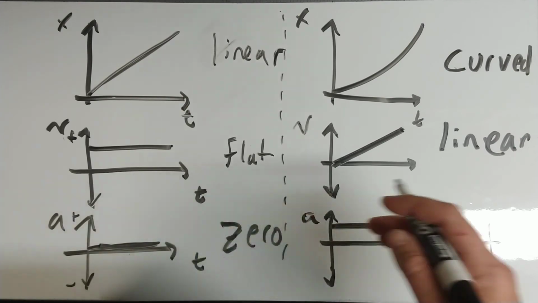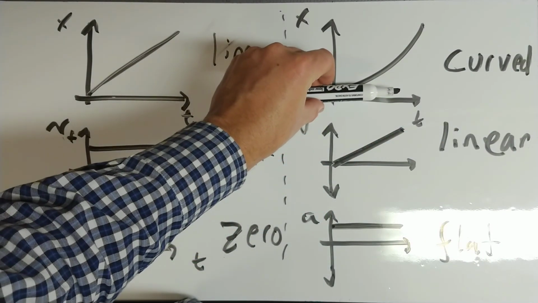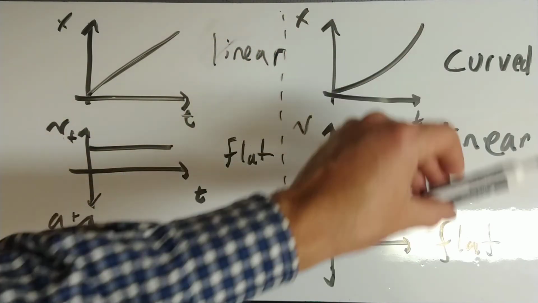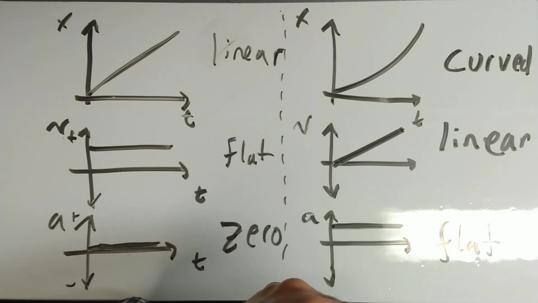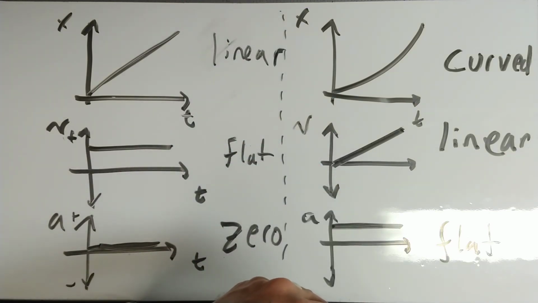So we can use that same wording up here, right? The slope of the position versus time is constantly getting bigger. So the velocity must constantly get bigger. All right?